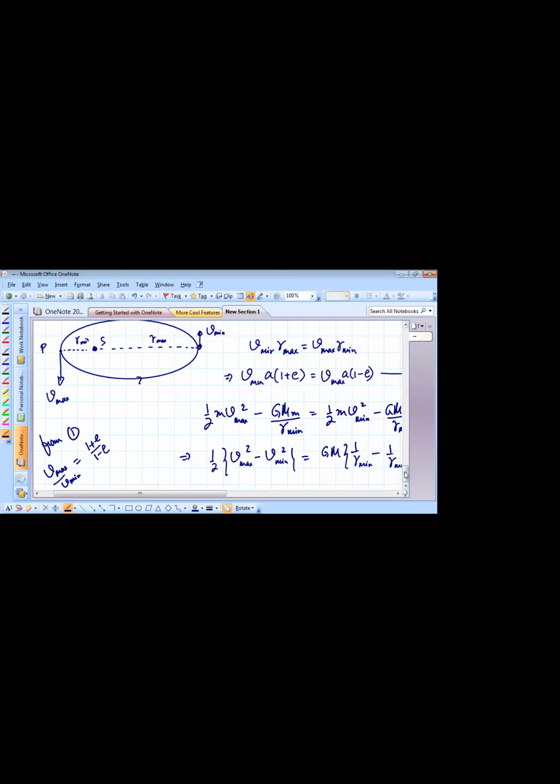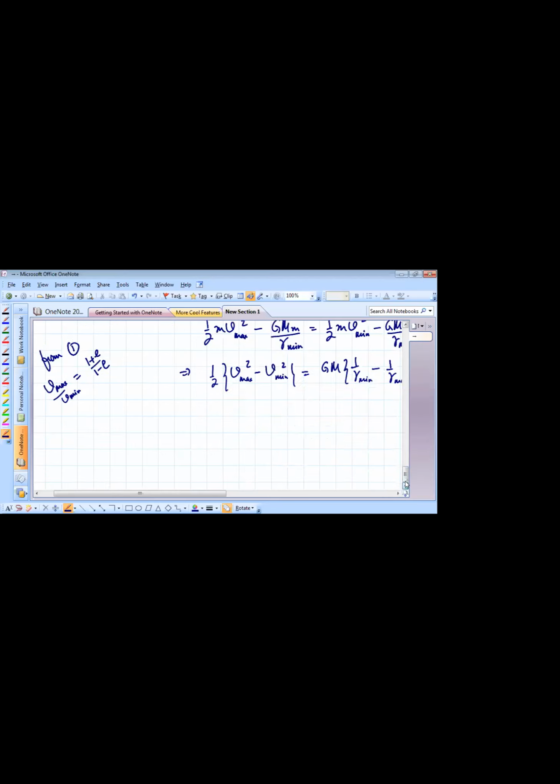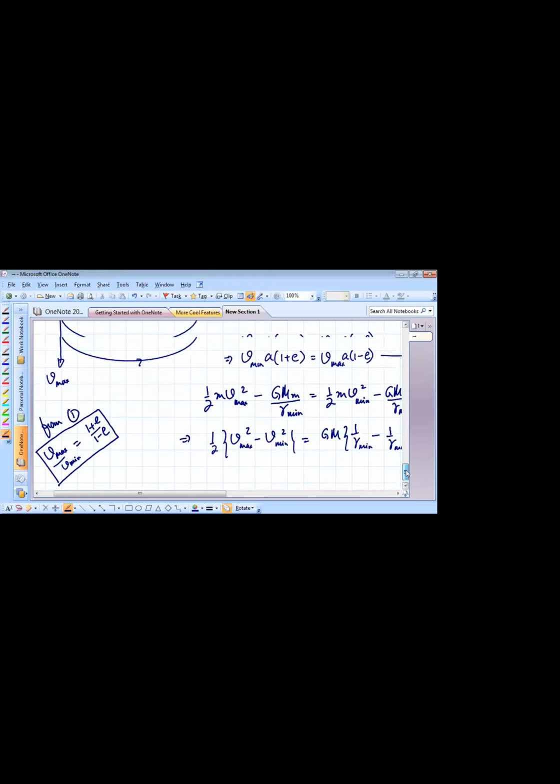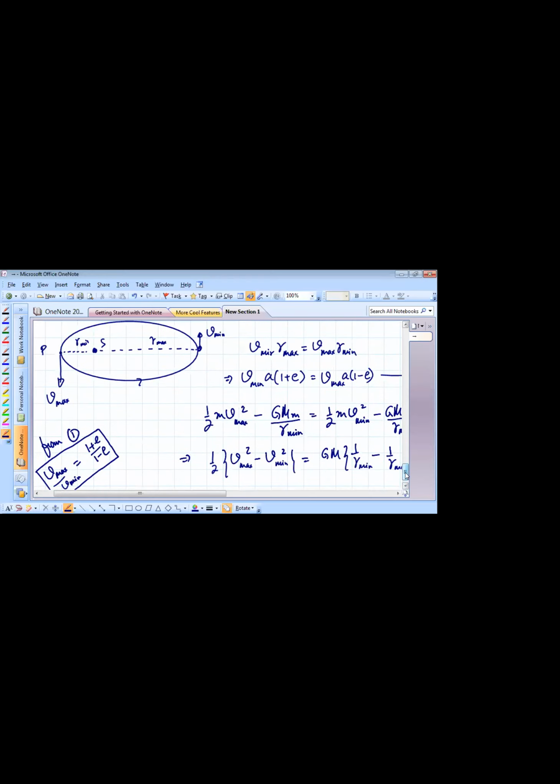Okay. And here also, in equation 2, you will substitute the inverse of R max and R minimum, the difference, in terms of eccentricity. So from that, you will get an idea about how eccentricity affects this whole relationship. And from that, you should get an idea of the energy and angular momentum.